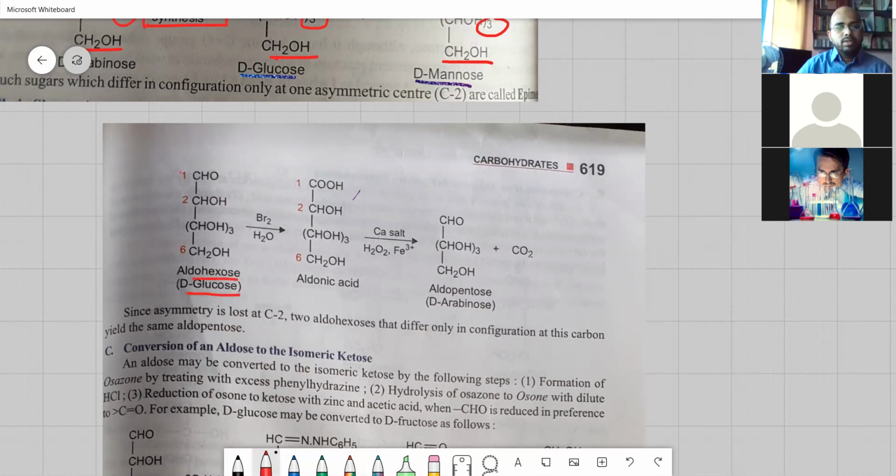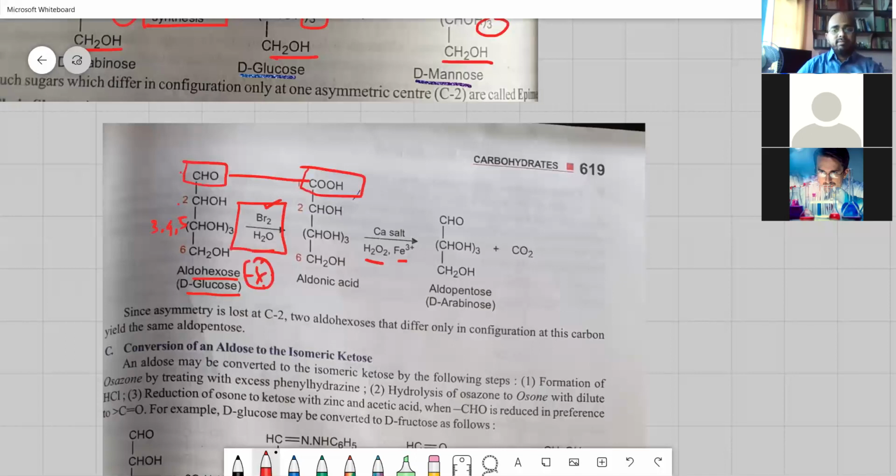1, 2, 3, 4, 5, and then 6 carbon atoms are there. You are adding bromine, and it is simply oxidized. CHO is oxidized to COOH by adding bromine water. The reagent now, and then after adding calcium salt in the presence of hydrogen peroxide and ferric. In the previous example, we have seen ferric acetate. So ferric, calcium, some salts, they usually act as a catalyst, converting aldonic acid into converting the acid into a CHO group, but with the removal of CO2 gas.